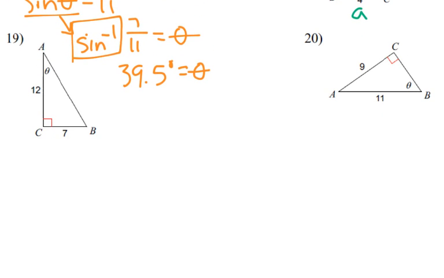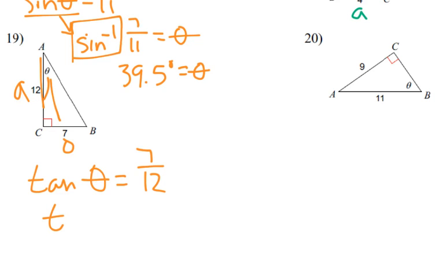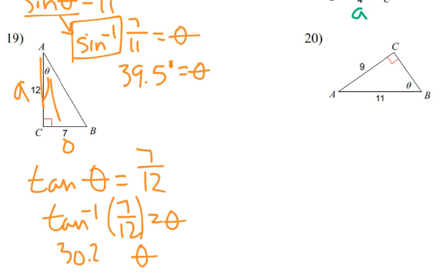Okay, so we've got the opposite and the adjacent. So we finally get tangent. So the tangent of our angle is equal to the opposite over the adjacent. So I do the inverse tangent of my fraction, and that gives me my angle. So I do the inverse tangent of 7 divided by 12, and that gives me my angle of 30.26 degrees. Actually, rounded to nearest tenth, so 30.3.